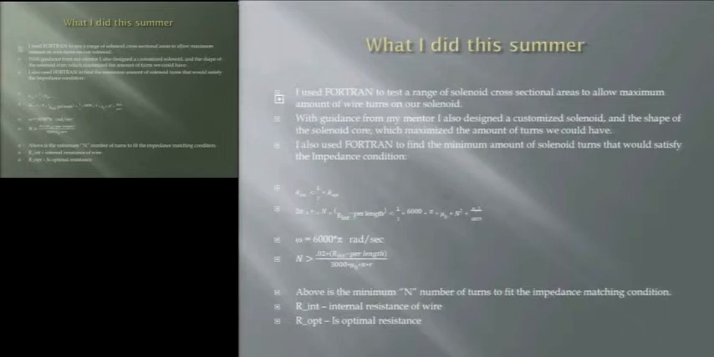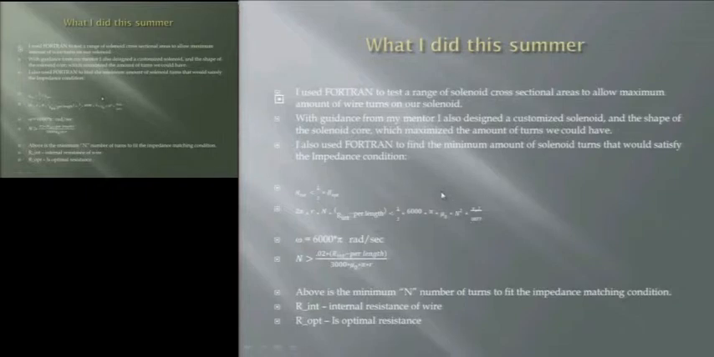So this is the length of the wire: 2 pi R times N, the number of times you're overlapping, times the internal resistance per unit length, which is given on the website where you buy your magnet wire. This is omega, the angular velocity, 6,000 pi, and here's 1/2 times the magnetic constant times n squared times pi r squared over L, the length of our solenoid coil. For this instance, it is 0.0077 meters, which I'll explain how I found later.